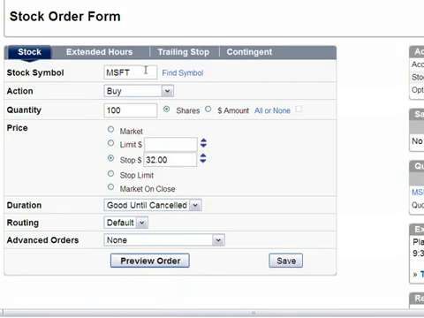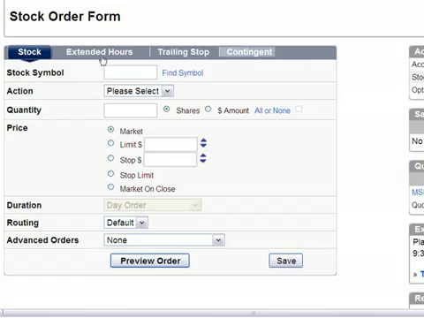So essentially, now that you've chosen your options, you're buying 100 shares of Microsoft at a stop of $32. What you're saying is you're buying them at $32 or above. Then what you're going to do next is press this button, preview order, and once you press that, it'll take you to another page to preview your order, and then you just press submit.